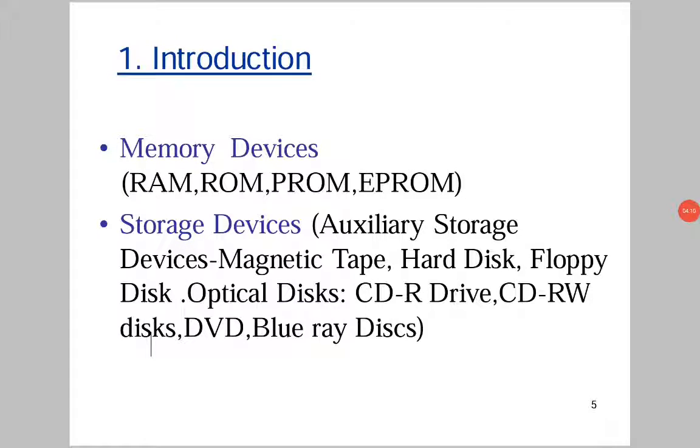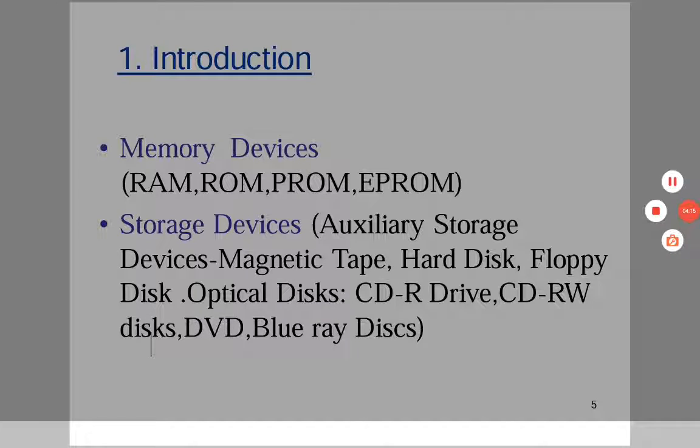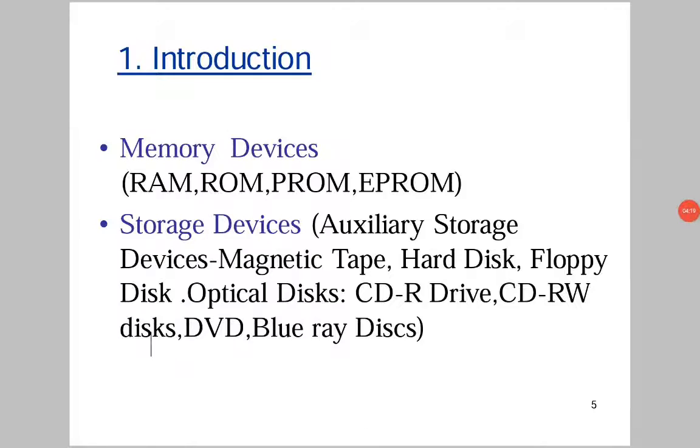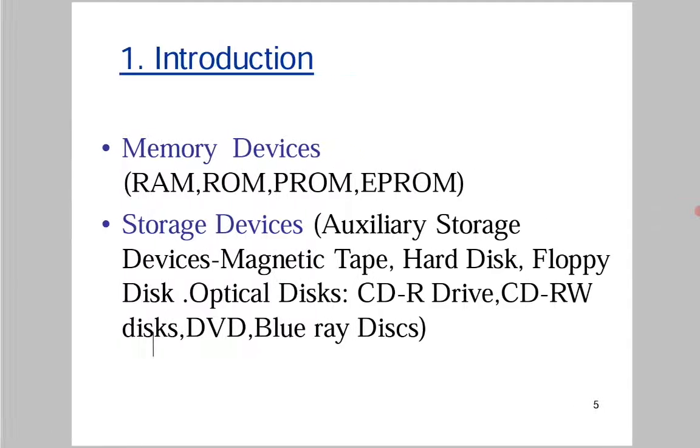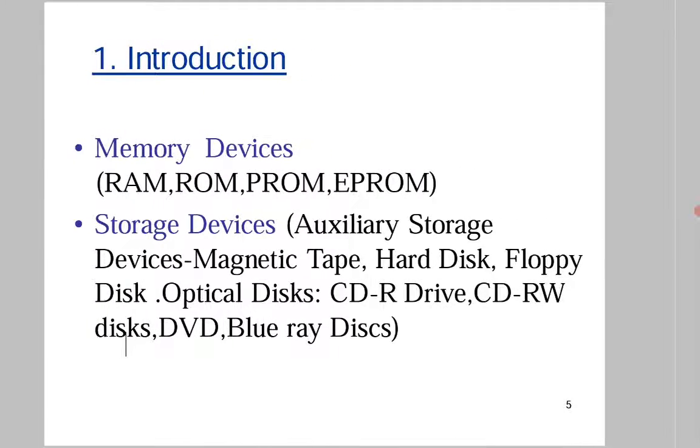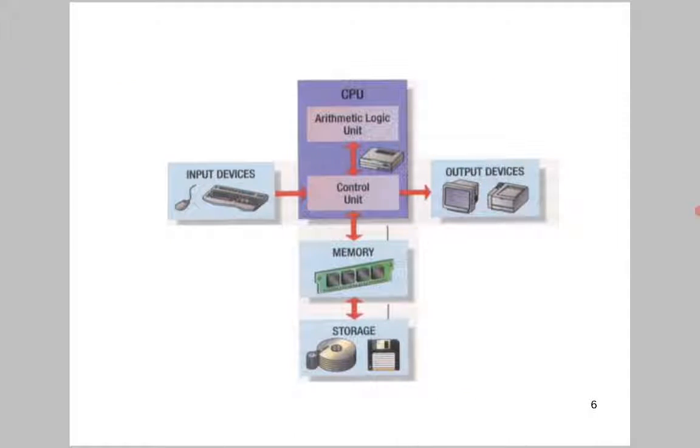So what are the different types of memories? Primary memories are of four types: RAM, ROM, PROM and EPROM. And the secondary or auxiliary memories are magnetic tapes, hard disks, floppy disks, optical disks like CD drive, CD read write, CD read and DVD drives, Blu-ray drives.